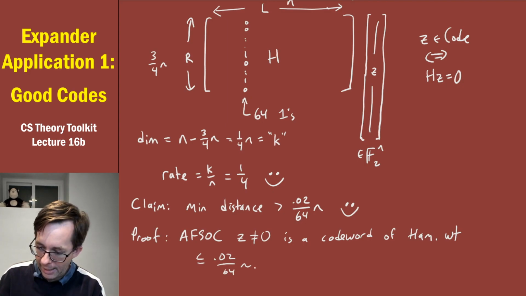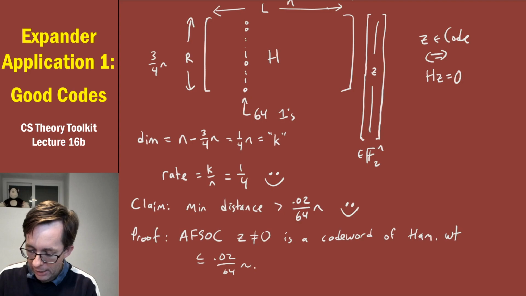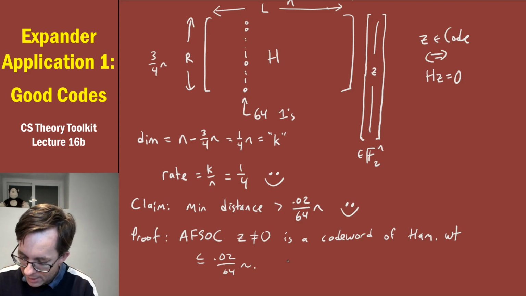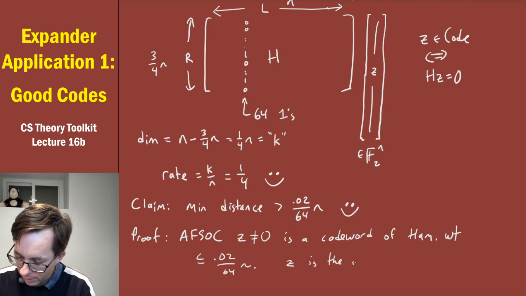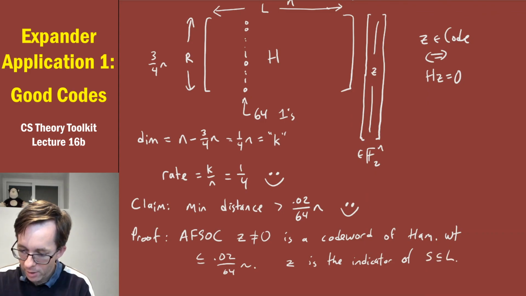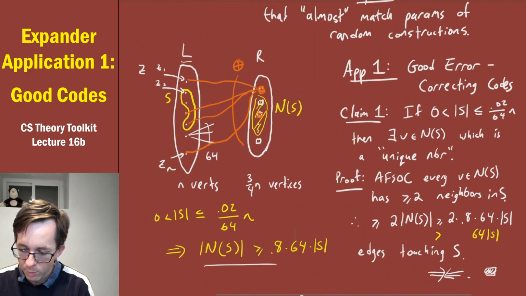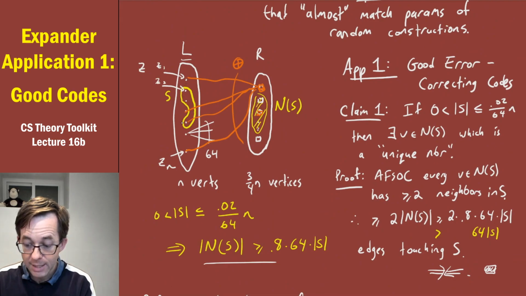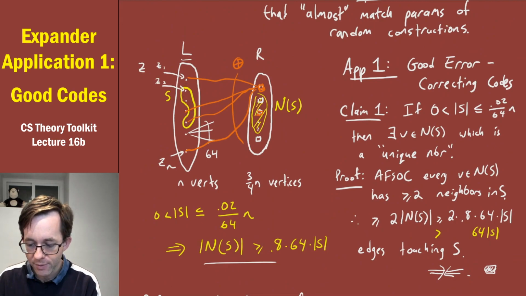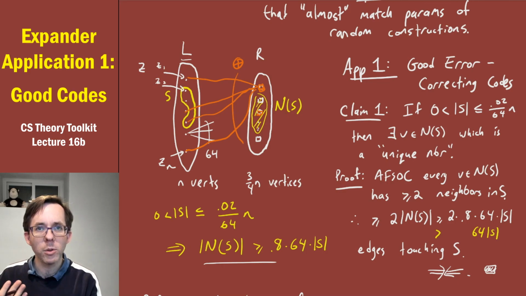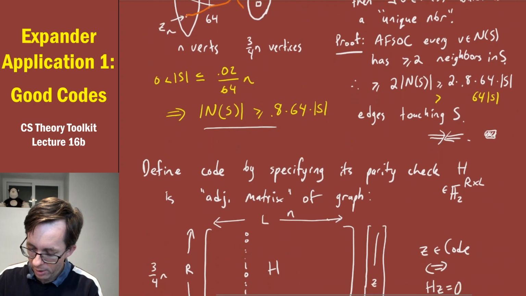Okay, and now, of course, you may have guessed this, we can think of z as the 0, 1 indicator of a subset S of the left vertex set. Remember, when we have a received word z, we can always label the vertices of the left set by the bits of z. And all the bits labeled 1 we think of as the subset S.